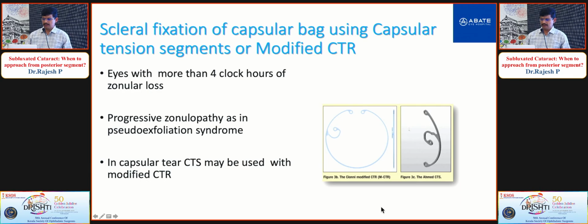So if the patient has an anterior capsular tear, or progressive zonulopathy, as in pseudo-exfoliation syndrome, you should not be limiting it to a CTR alone. We should be trying for a modified CTR, which has eyelets that can be sutured to the sclera and keep the lens in place.